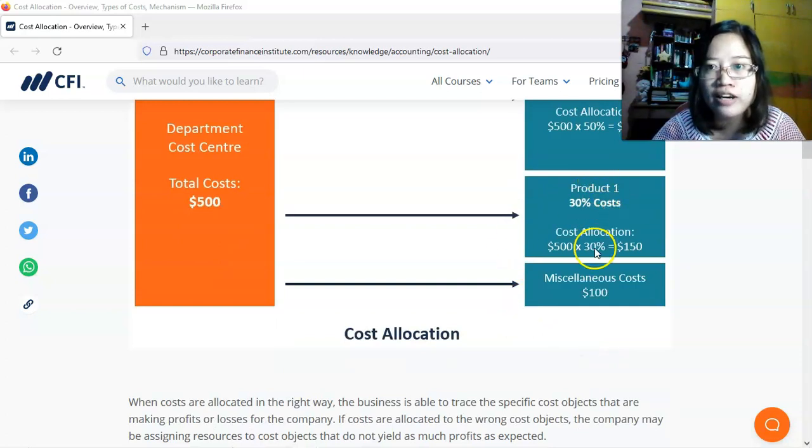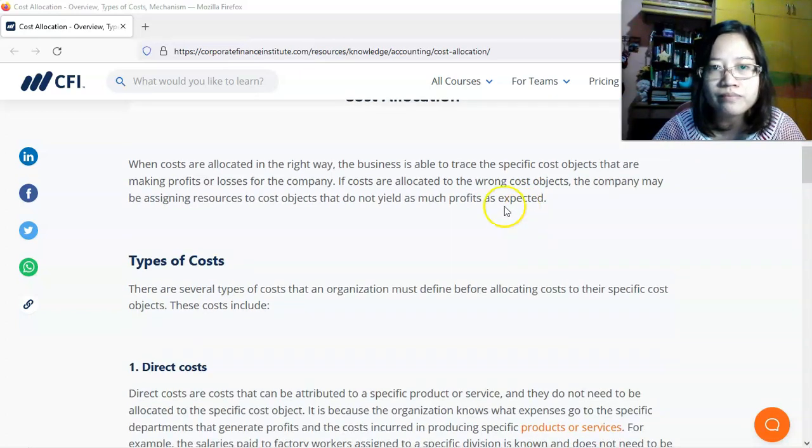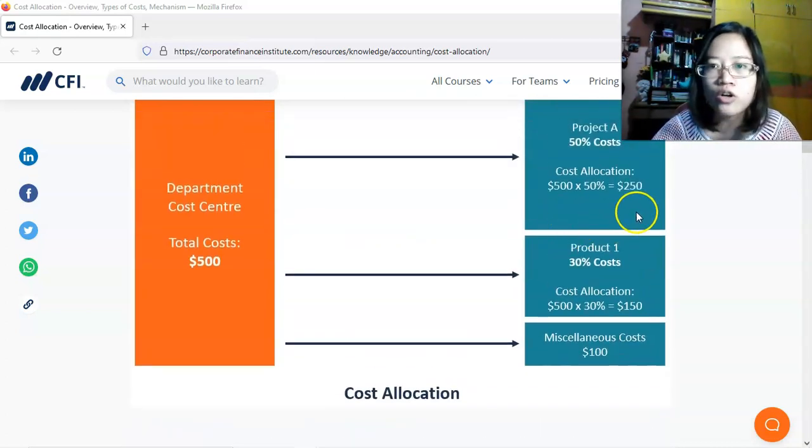Okay? Ito medyo simplified pa. Kasi direct na binanggit kung how much percentage ang na-incur ng isang particular cost object. Ito, cost objects to mga to. Projects, products, or cost pool na miscellaneous cost. Right? When costs are allocated in the right way, the business is able to trace the specific cost objects that are making profits or losses for the company. Okay, so di ba yung mga cost objects natin, nag-i-incur sila ng cost, but there are some na nag-i-earn din ng revenue o di kaya ng profit, di ba?